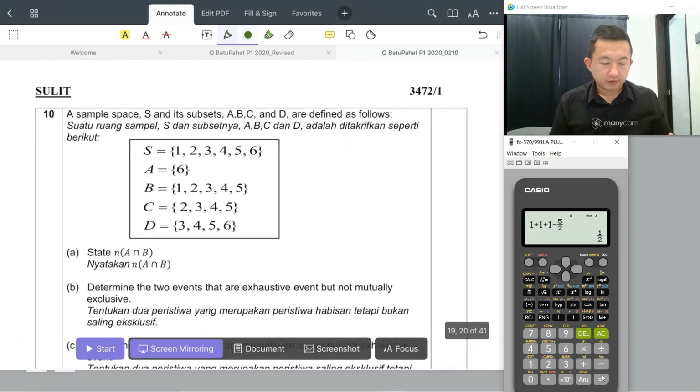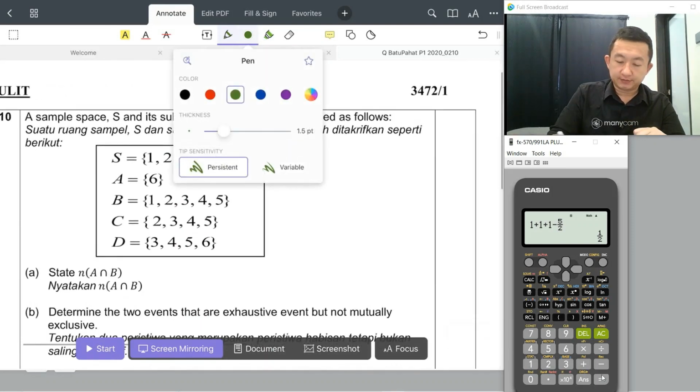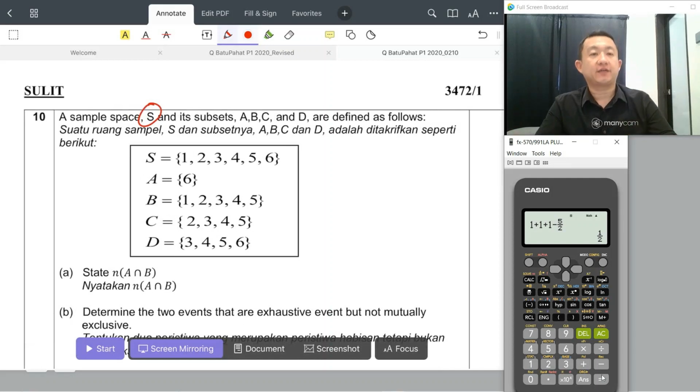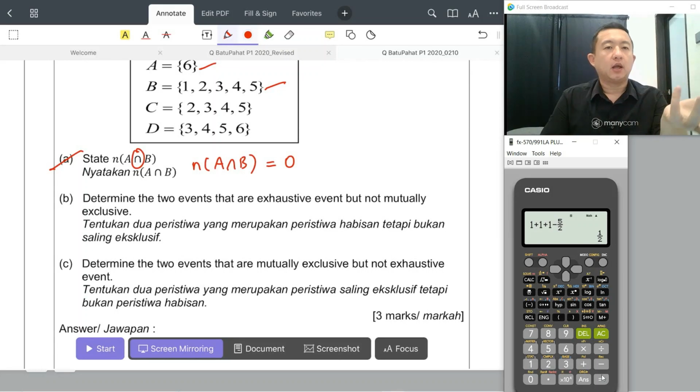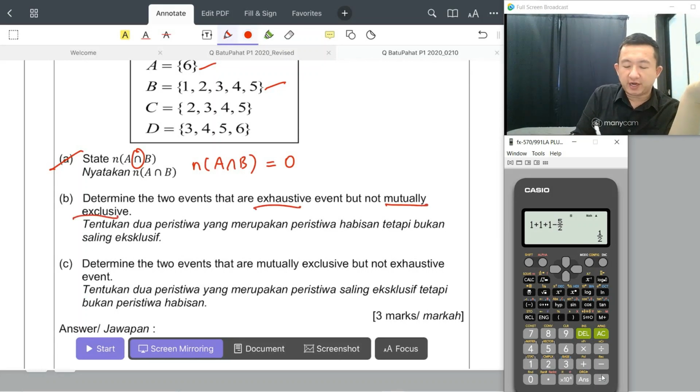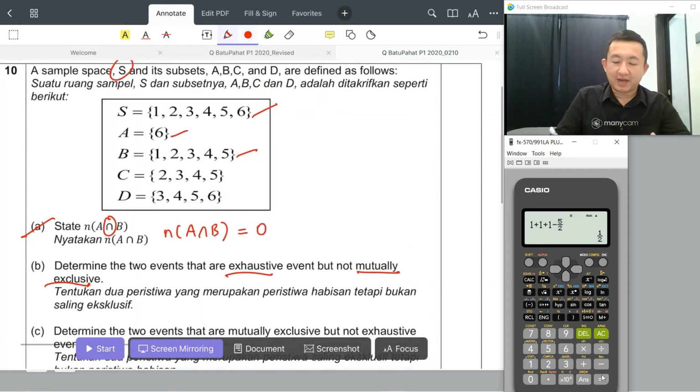Okay, we go on with number 10. Number 10, a sample space X and its subsets A, B, C, D are defined as follows. So the sample space, everything, so you have all elements of 1 to 6, and A, B, C, D, and the following. The first thing you need to state is the number of A intersect B. Intersect means same elements. A and B, are there any same elements? Any same member? No, right? So the number of A intersect B is 0. Okay? And this one is easier to understand, right? Okay, B, you have to check the two events, which are exhaustive but not mutually exclusive. Understanding the concept. What is exhaustive?